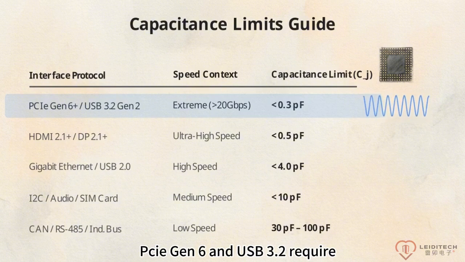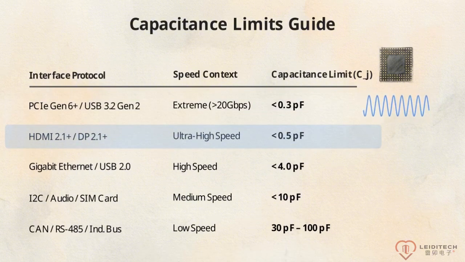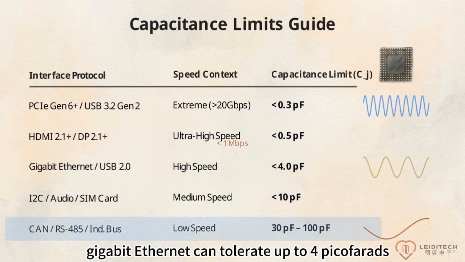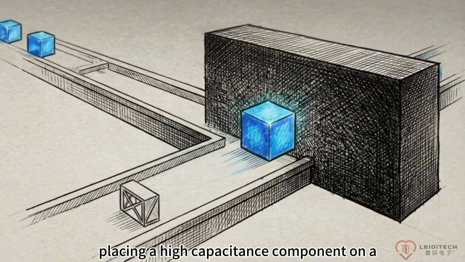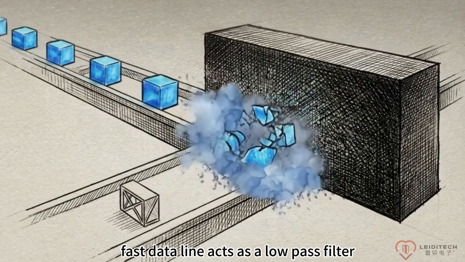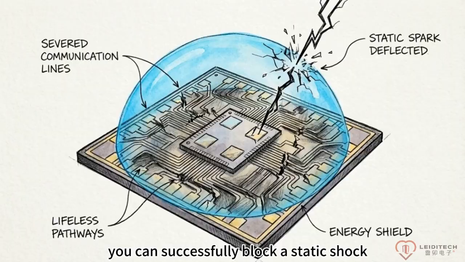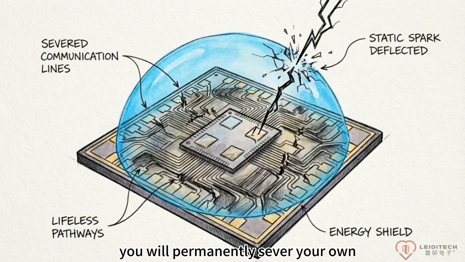PCIe Gen 6 and USB 3.2 require less than 0.3 picofarads. HDMI 2.1 needs less than 0.5. Gigabit Ethernet can tolerate up to 4 picofarads. Placing a high capacitance component on a fast data line acts as a low-pass filter, physically absorbing and destroying the data packets. You can successfully block a static shock, but if your capacitance is too high, you will permanently sever your own device's ability to communicate.